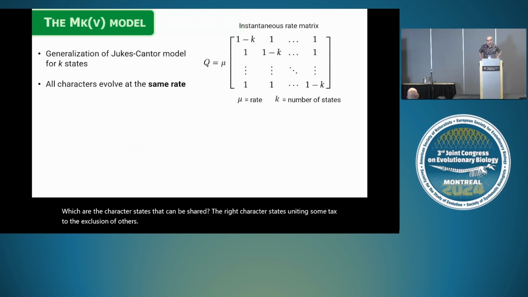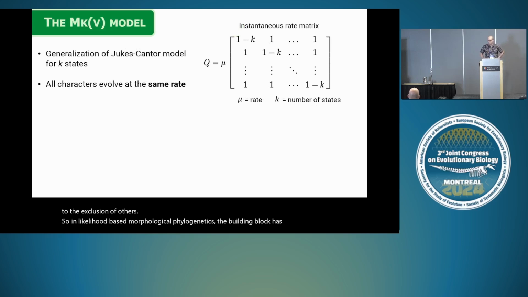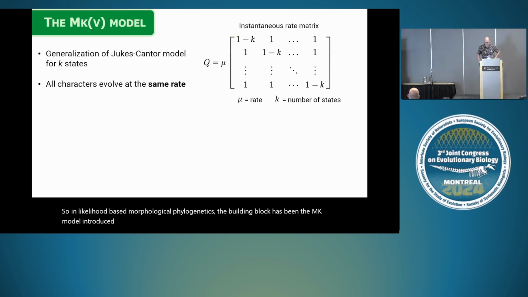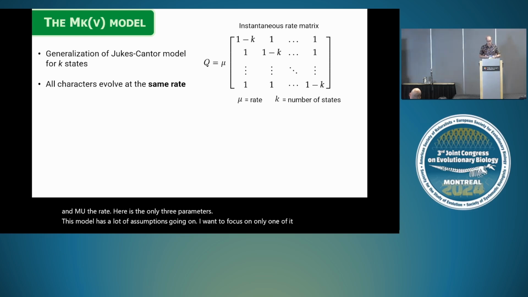So in likelihood-based morphological phylogenetics, the building block has been the Mk model introduced by Paul Lewis in 2001, or the MkV model if you use the correction for variable characters, because most of the time we sample only variable characters for morphology. And this is quite a simple model. You can see here the instantaneous rate matrix, the Q matrix, and mu, the rate, is the only parameter. This model has a lot of assumptions going on. I want to focus on only one of the assumptions, and that's that all characters evolve at the same rate.